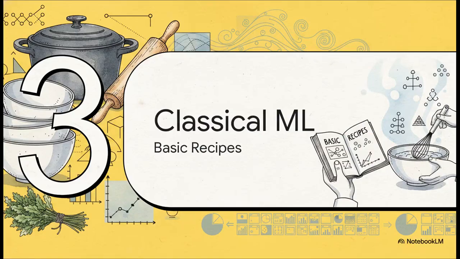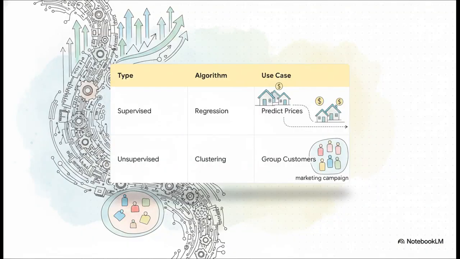Which brings us to Section 3, basic recipes, or classical ML. This stage is all about mastering your classic, foundational recipes before you ever attempt those experimental avant-garde dishes.